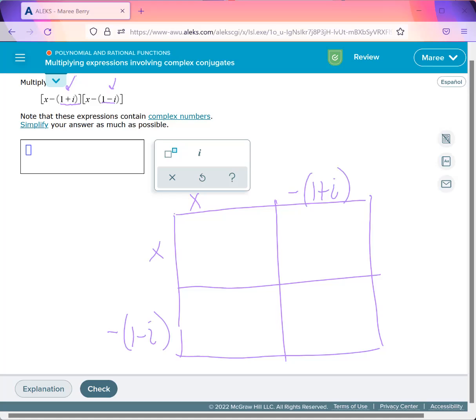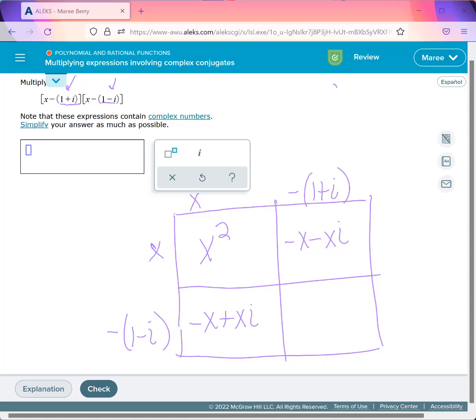Now I like to multiply using the area model. So when we multiply x times x, we get x squared. When we multiply x by negative 1 plus i, we get negative x minus xi. All I did was distribute the x to the 1 plus i on the inside and then distribute the negative sign. And then x times negative 1 minus i is negative x plus xi.